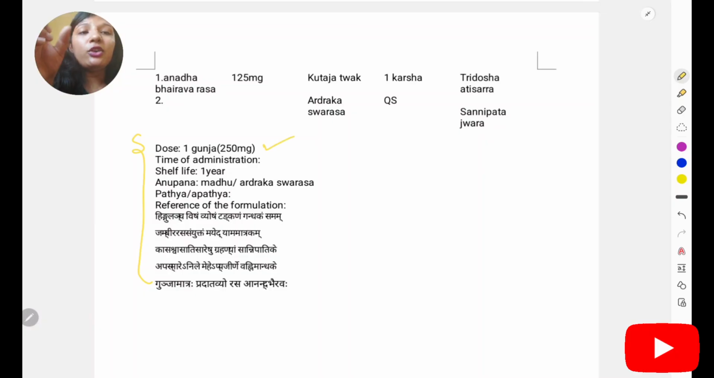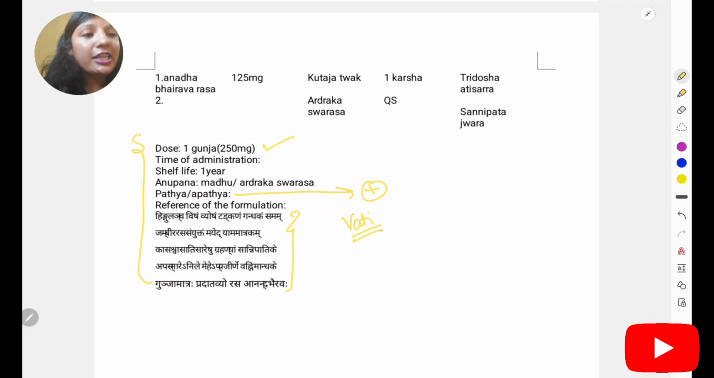The dose of the particular Anand Bhairava Rasa is 1 gunja according to the shloka, and the shelf life is 1 year. The anupana is madhu, adrak swarasa, and you can write the pathya. And for reference, this is the reference that is written. So if you know the shloka of that particular yoga, you can write that reference and explain that this is the reference.